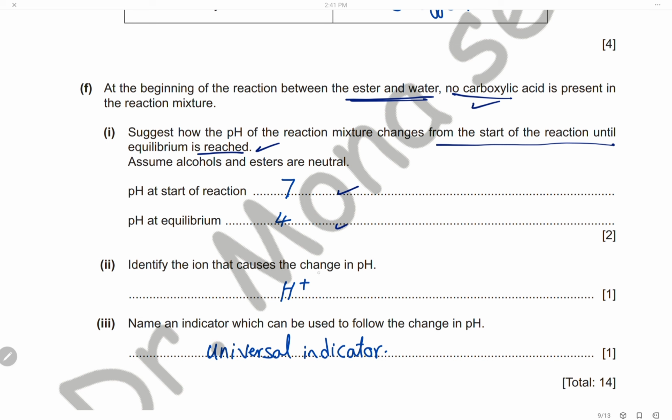Identify the ion that causes the change in pH. Of course, it is the proton from the carboxylic acid, H+. This is the ion responsible for making the acidic pH, so we will write H+. Name an indicator which you can use to follow the change in pH. A universal indicator gives a different color according to the pH, so we can use universal indicator to follow the change in pH.